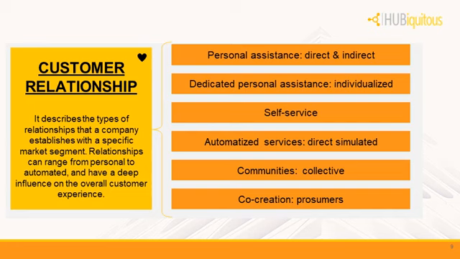So here we have a list of the different kinds of relationships that we can generate. First of all, we have the personal assistance. This relationship could be direct and indirect. The personal assistance, for example, could be in a physical point of sale. If you go to a store and a person that is working there just advises you, it's a direct relationship. Then we have the dedicated personal assistance that is more individualized.